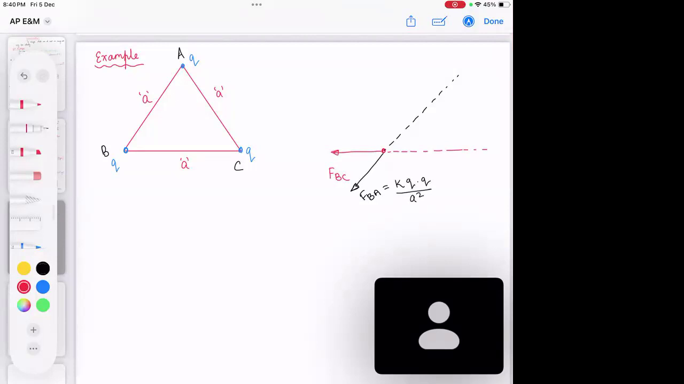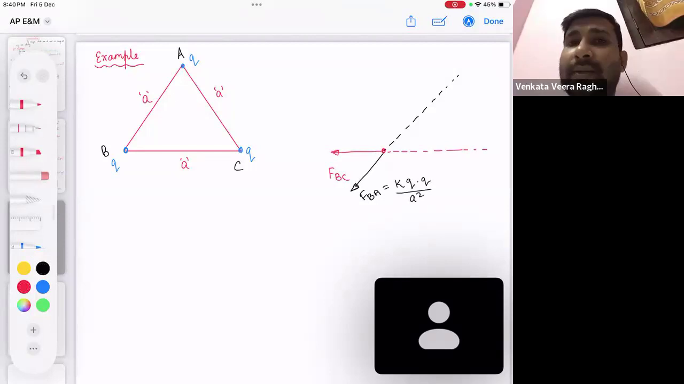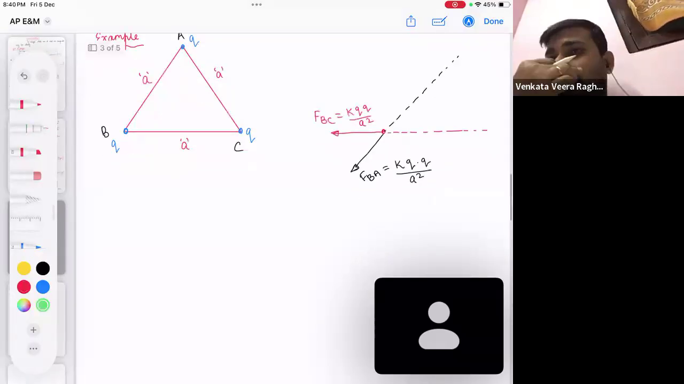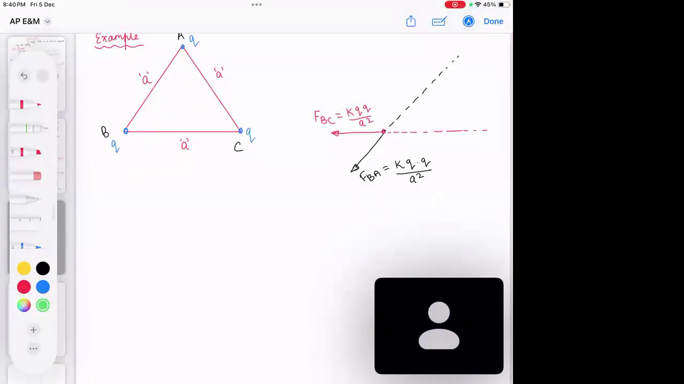Yes, sir. Force on B due to C, what is that going to be? Same. Force on B, same going to be? Yes, sir. So k Q1 Q2 by a square. Now tell me, what is the net force then? It will be the resultant of the both.